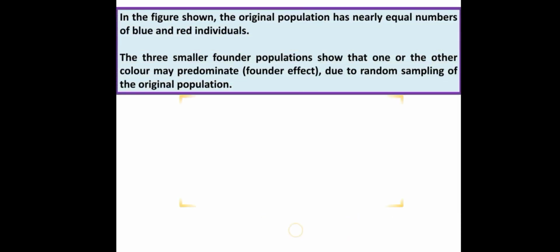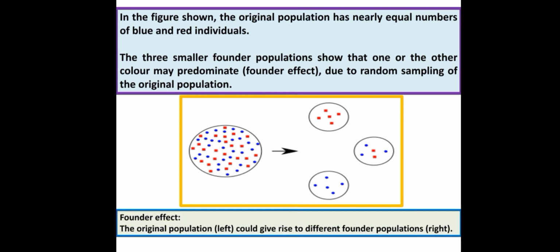Here is the simple illustration of the founder effect. In the figure shown, the original population has nearly equal numbers of blue and red individuals. The three smaller founder populations show that one or the other color may predominate due to random sampling of the original population.